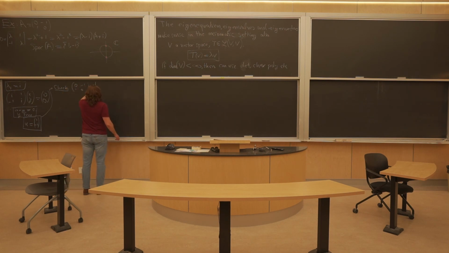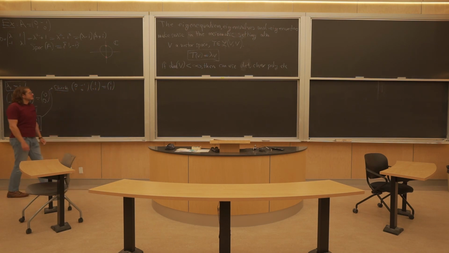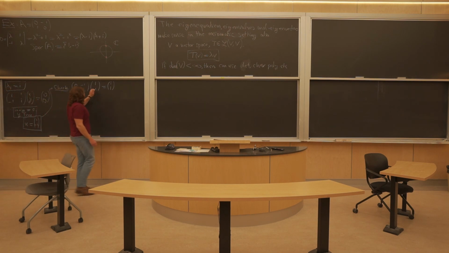So 1 minus i. Now how do you do this multiplication? It's the same matrix multiplication. Now you just have complex numbers. So this by this plus this by this gives me i in the first entry. This by this plus this by this gives me 1 in the second entry. So this is... But note that this is nothing but i times this. So the eigen equation is satisfied. I'm using complex numbers and complex vectors, but still.